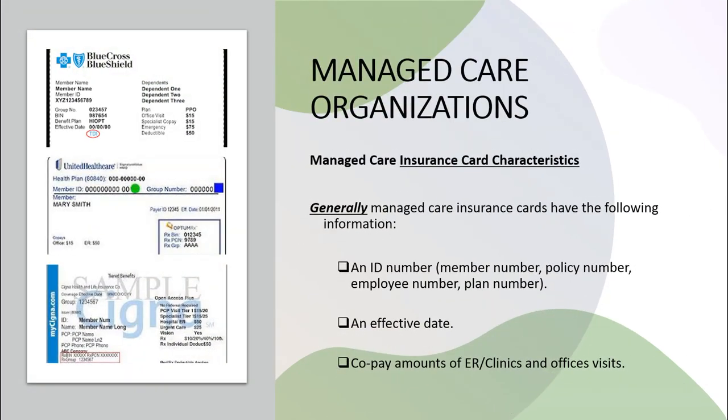Managed care insurance card characteristics. Generally, managed care insurance cards have the following information: an ID number, which is referred to as a member number, policy number, employee number, or plan number, an effective date, and copayment amounts reflecting the ER, clinic, or office visits.